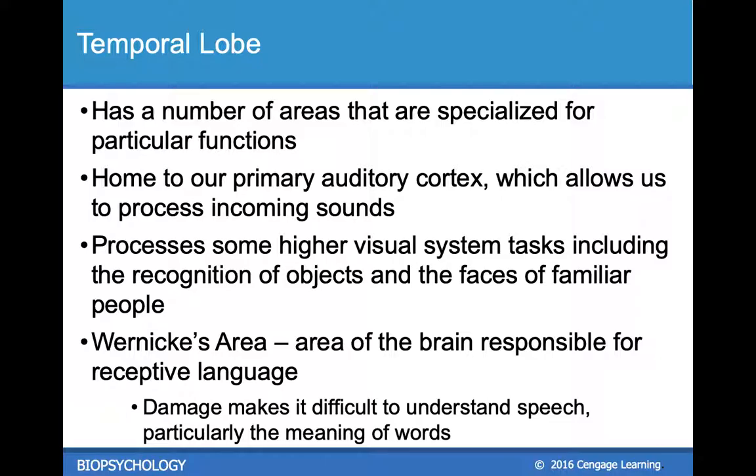That's the area of the brain responsible for receptive language. So if a person has damage to that, if they have Wernicke's aphasia, they won't be able to understand speech, especially the meaning of words, but they can still speak themselves. So they can talk, but they can't understand speech that's being said to them. Like they can't listen to the radio and understand what's going on. They can speak, but they can't actually understand it, which is really, really interesting.